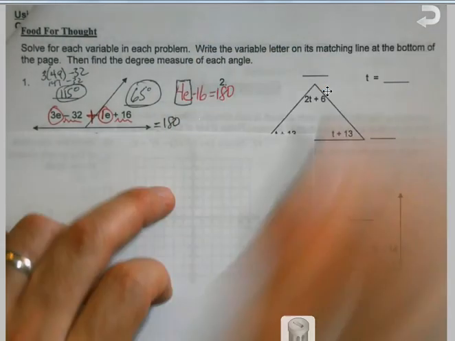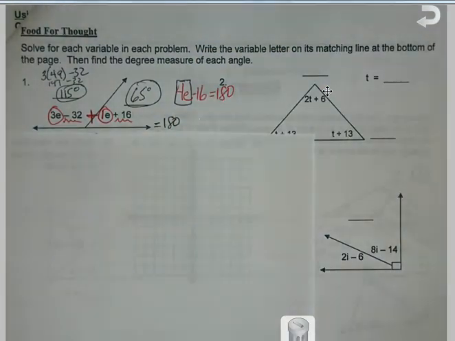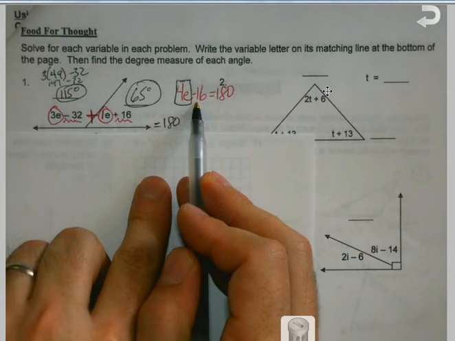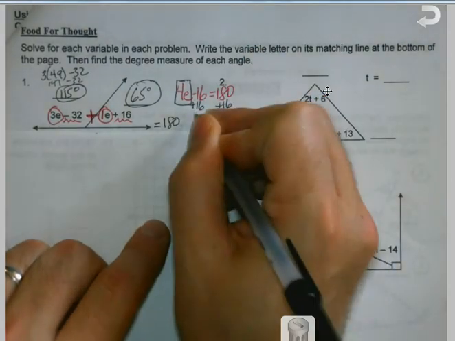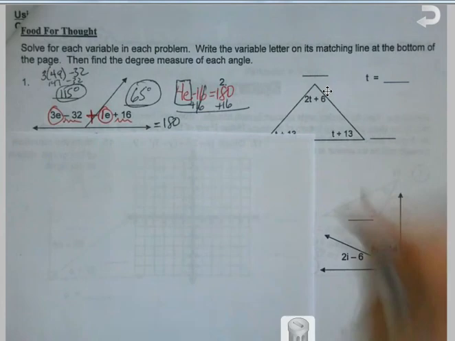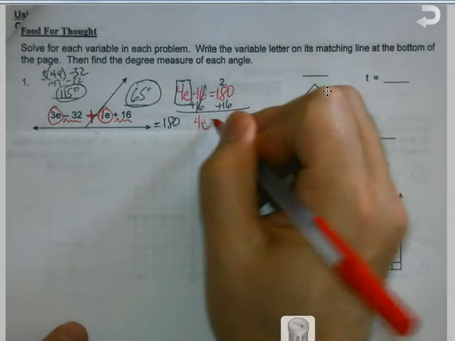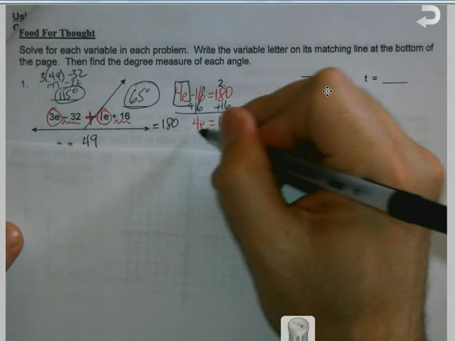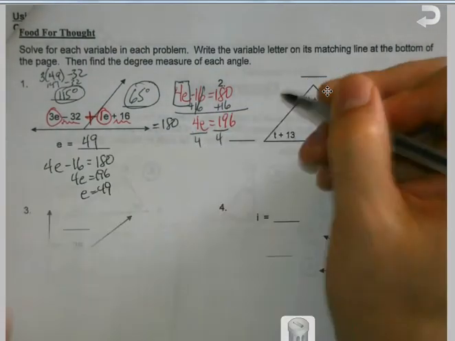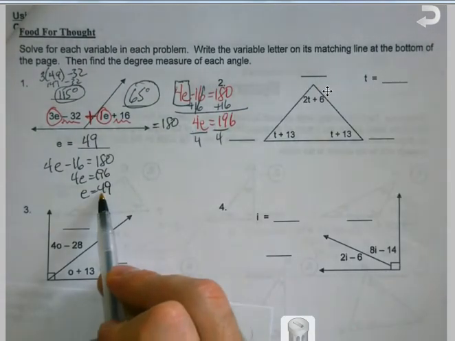And now it's just like the stuff that most of you rock out on when we do the quizzes and stuff. You can do the 2-step equations. I want to get 4e alone. How do I undo this? Plus 16. So 4e equals 196. And then we divide by 4. Okay? And then we get the answer.